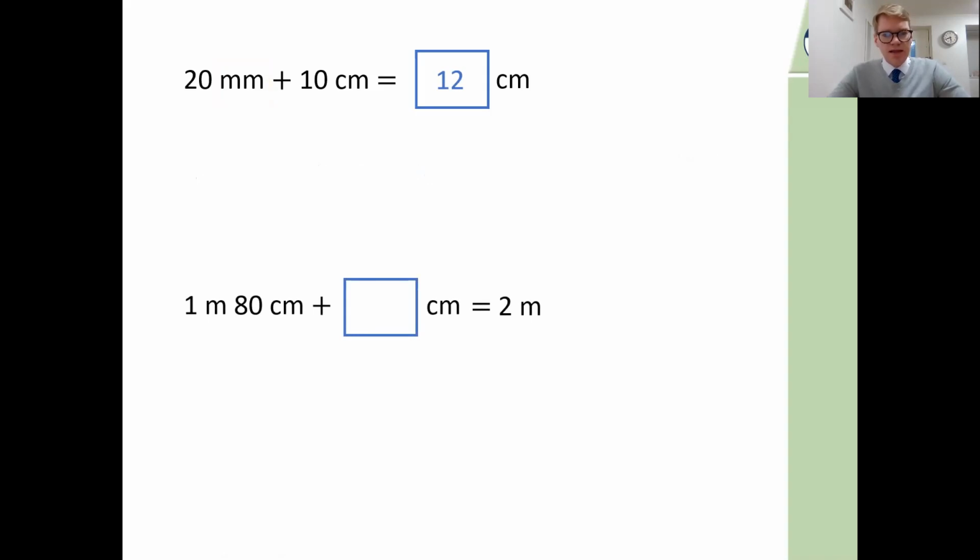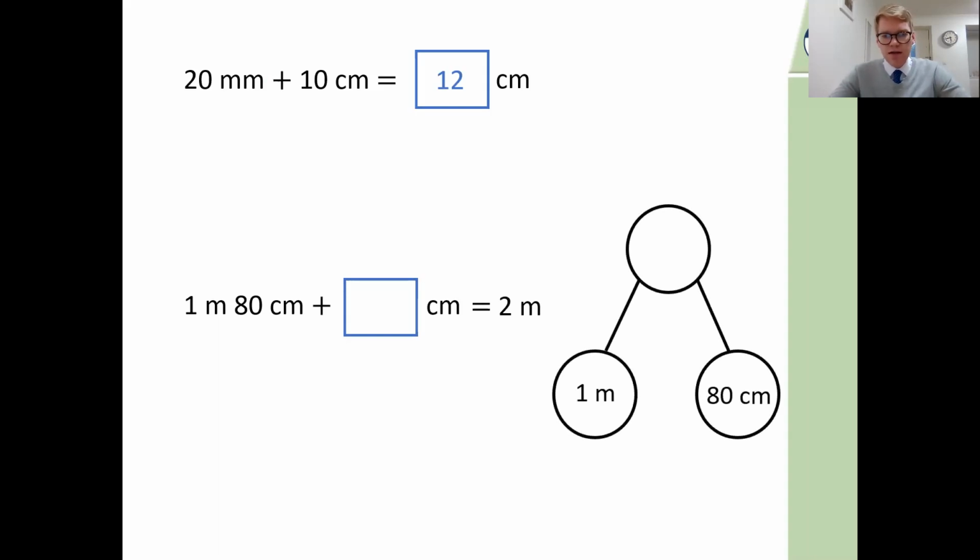So this one, we're working a little bit backwards. We've got a missing part in the middle of our calculation. This one says 1 meter and 80 centimeters plus something centimeters equals 2 meters. Well, let's have a really good think then. We know we've got 1 meter on there already. So we know that 80 centimeters plus something is going to need to equal the other meter. Well, how many centimeters are there in a meter? We know already that's 100, don't we? So what do we need to add to 80 to make it into 100?